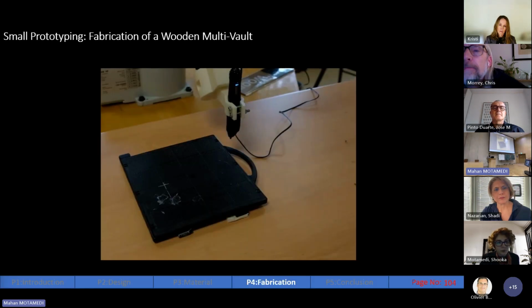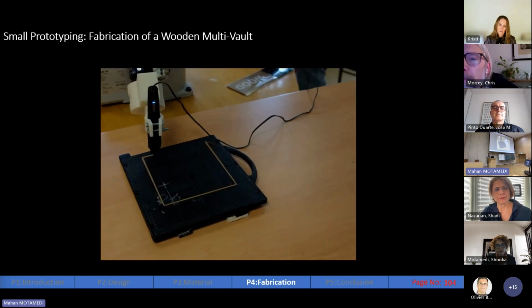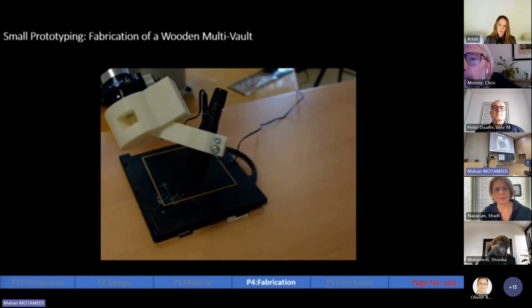So using this setup, we attempted to print a multi-vault with 9 patches.